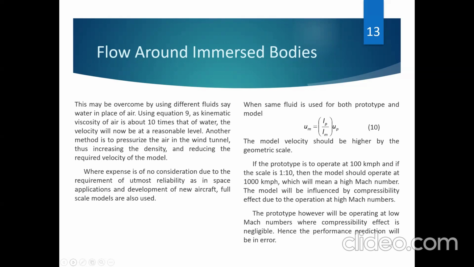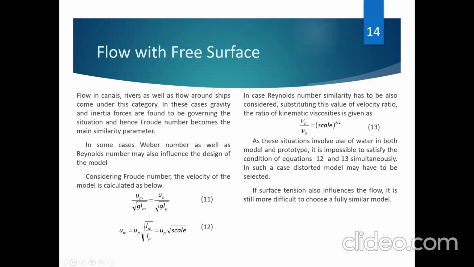When the same fluid is used for both prototype and model, U_M is equal to L_P over L_M times U_P. The model velocity should be higher by the geometric scale. If the prototype is to operate at 100 kilometers per hour, and if the scale is 1:100, then the model should operate at 10,000 kilometers per hour, which will mean a high Mach number. So the model will be influenced by compressibility effect due to the operation at high Mach number. The prototype, however, will be operating at low Mach number where compressibility effect is negligible. Hence, the performance prediction will be in error. So, double check nyo lagi kung ano yung applicable.